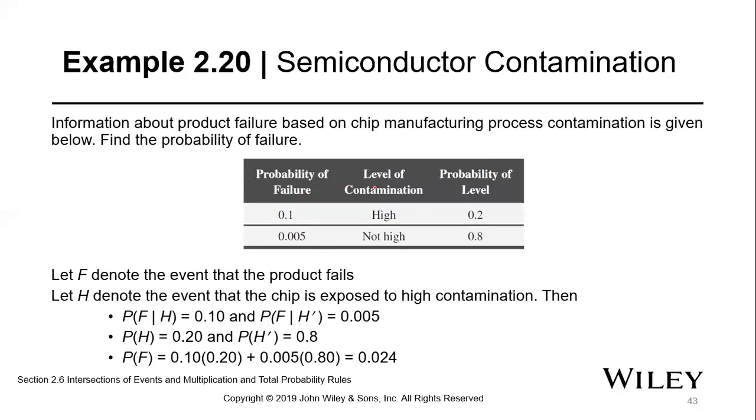So the probability of H, high contamination, is 0.2, and H complement is 0.8. So the probability of F itself is 0.1, right here, the probability of failure, times 0.2. So 0.1 times 0.2, and then you have to add in also the probability of your not high times your probability of high, and that gives you a total probability of 0.024. Because you had to add the probability of everything together, and the easiest way to do that is to take the probability of something happening, times the probability of being in an area, times the actual probability, and sum them together.